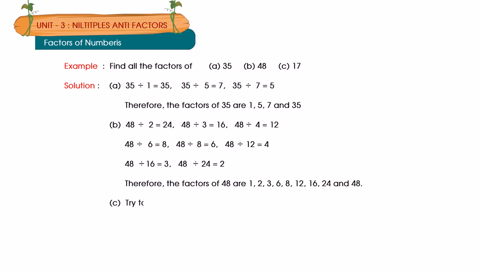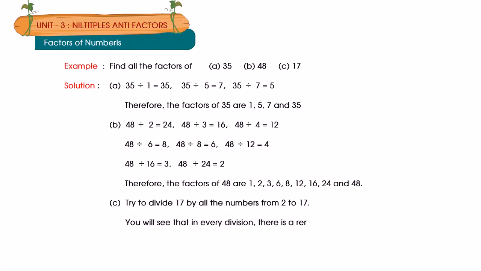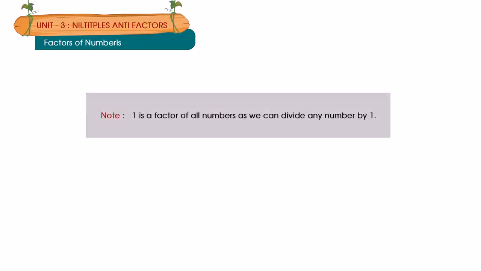(c) Try to divide 17 by all the numbers from 2 to 17. You will see that in every division there is a remainder. It means that the factors of 17 are 1 and 17 only. Note: 1 is a factor of all numbers as we can divide any number by 1.